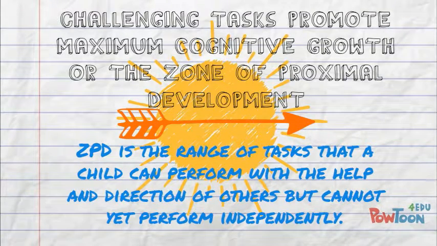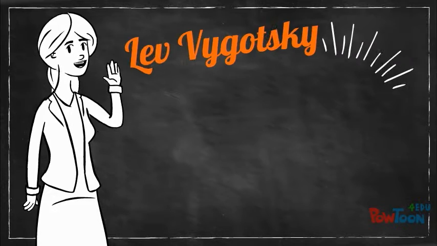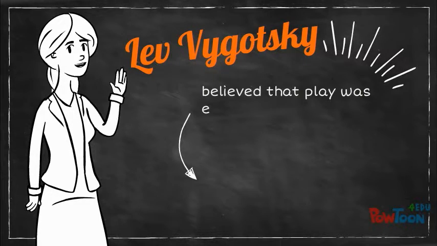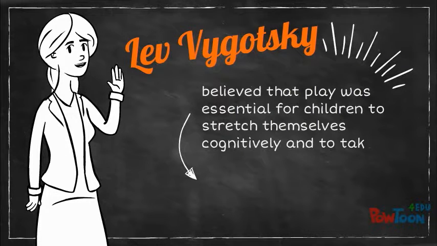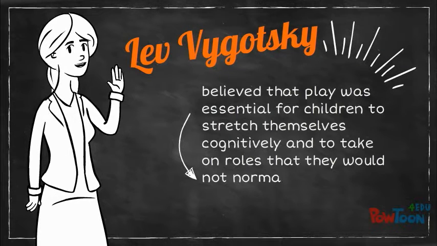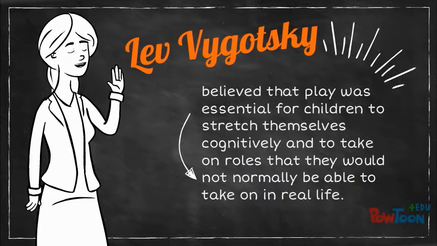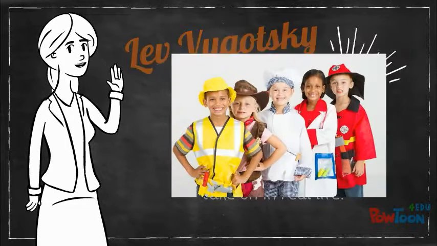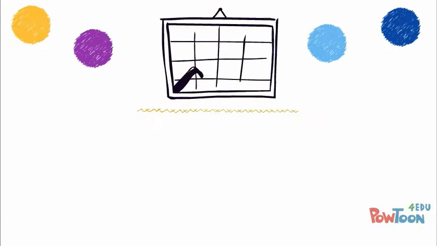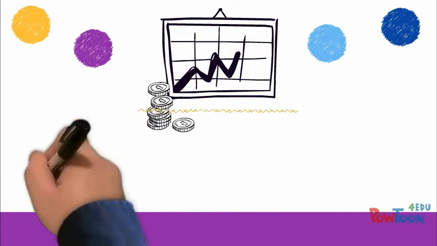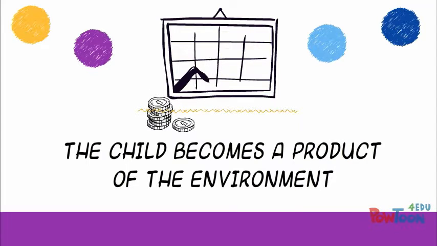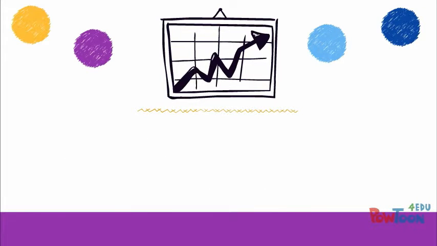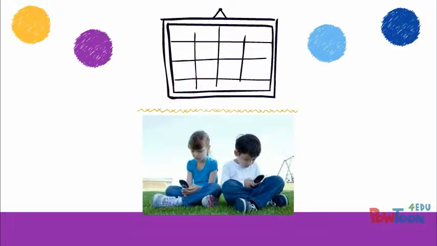yet perform independently. Like Piaget, Vygotsky believed that play was essential for children to stretch themselves cognitively and to take on roles that they would not normally be able to take on in real life. Criticism of Vygotsky's theories has been that the child becomes a product of the environment, such as with teaching toys, television, and technology, which can be argued either way.